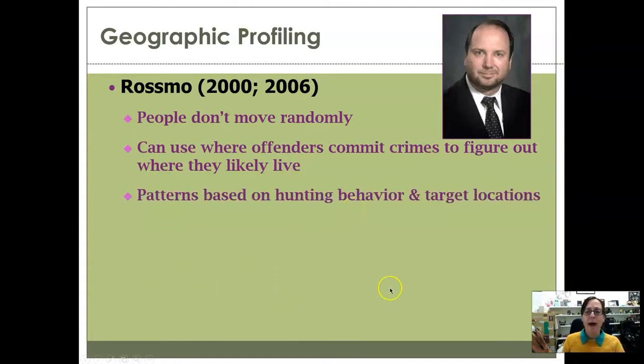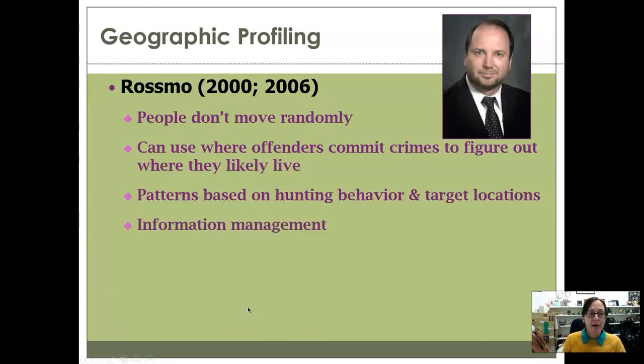And so this comes from patterns based on hunting behavior and based on target locations. There's a lot of research about the different hunting patterns that different serial offenders have. And I mean, hunting makes it sound like we're talking about something like serial murderers, which it can apply to, but it could also be people who commit B&Es and are serial burglars or serial robbers. There are a lot of different types of crimes, or if somebody's stalking somebody. So it's not just murderers, but it would also apply to that.